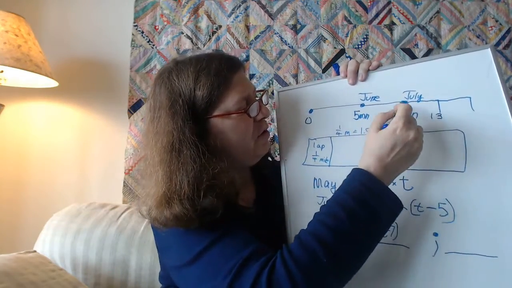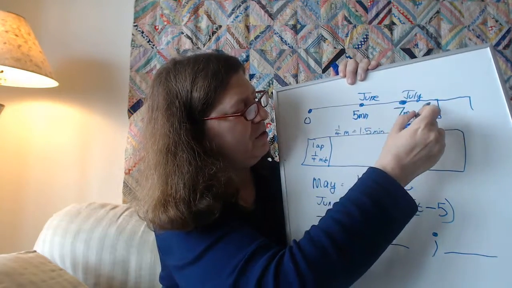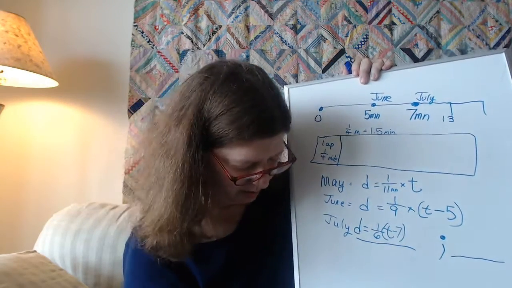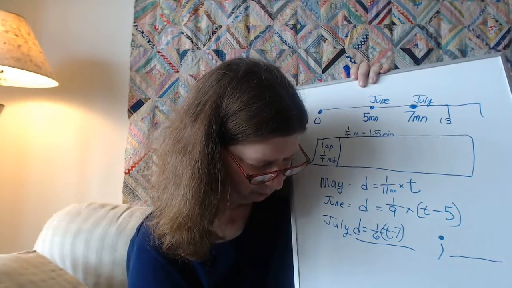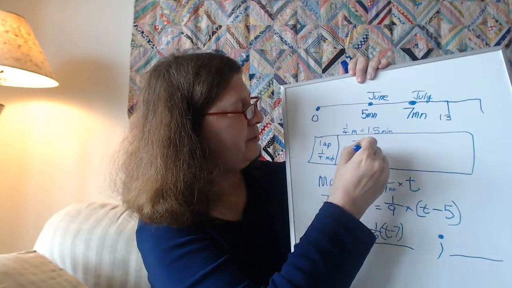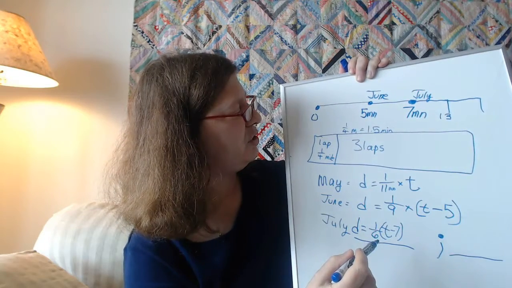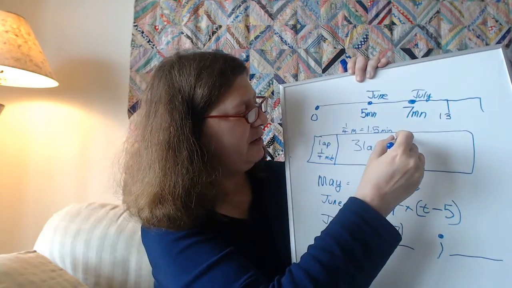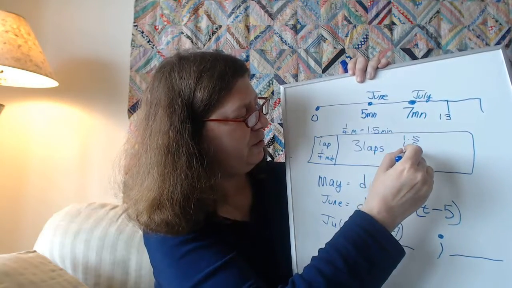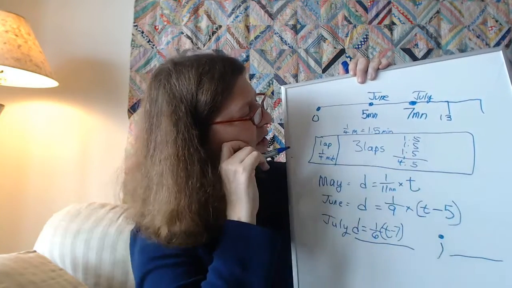So we've got to figure out, how do we know this was 6 minutes? It went from 7 minutes to 13 minutes. How do we know that? Well, it's because, let's see, she did this for 3 laps. 3 laps. And each lap takes her 1.5 minutes. So 1.5 plus 1.5 plus 1.5 is 4.5.